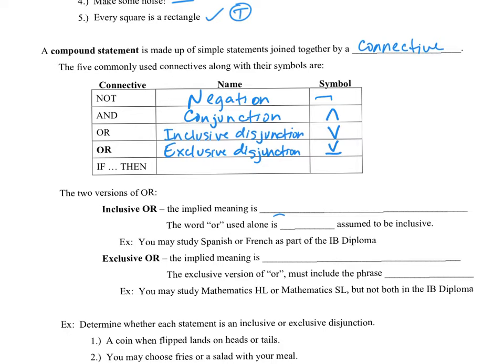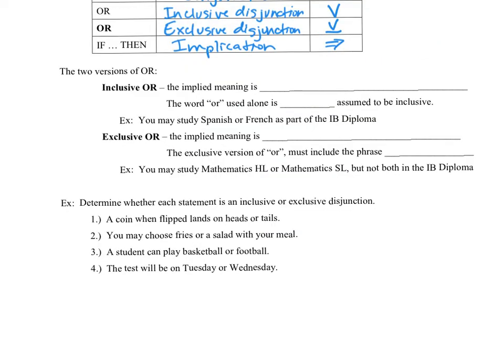Okay, and then our last connective is an if-then statement. That's when you have one statement that implies another statement. You'll remember those from geometry. So we call this an implication. And the symbol we use for an implication is an arrow. So when we have one statement that implies another one, we say the first statement, put the arrow, implies the second statement. So let's talk about what we mean by these two versions of or.